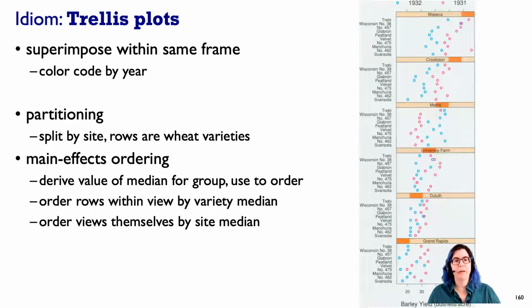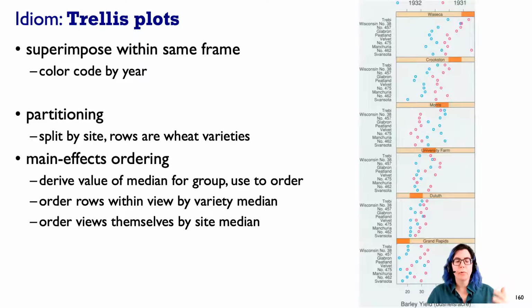There's also been partitioning. So remember, we're doing combined strategies. So first they partitioned by the site that things were planted in. And then the rows here are different varieties of these barley wheats. And then they're doing what's called main effects ordering, which is basically trying to figure out a reasonable order, just like you could do simple data-driven ordering for bar charts, where you just order the bar chart by the same attribute that you're actually length coding by. Here you could try to compute medians for groups in order to decide, well, what order should you have these in? A more meaningful order than just alphabetical.